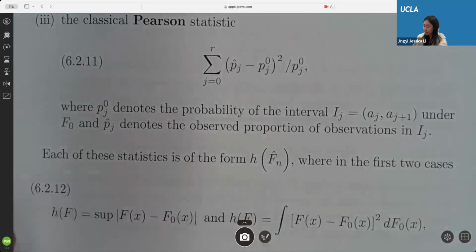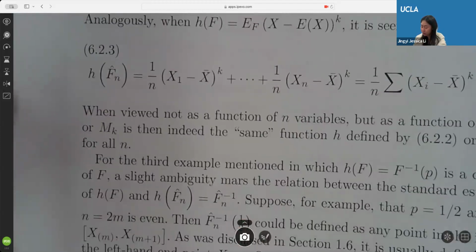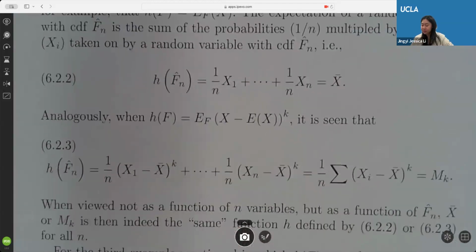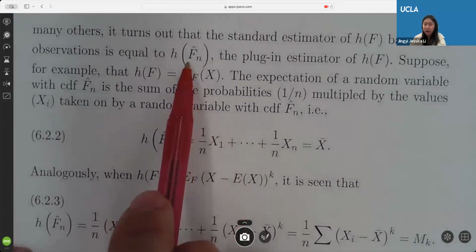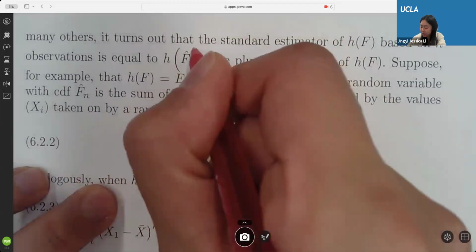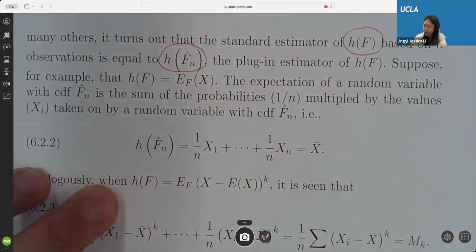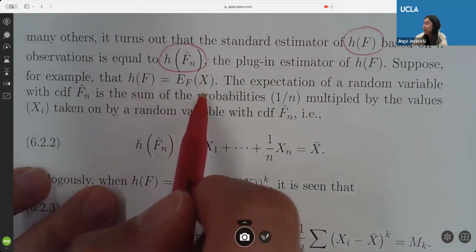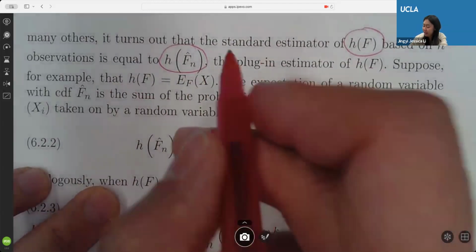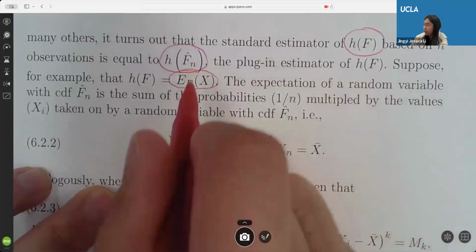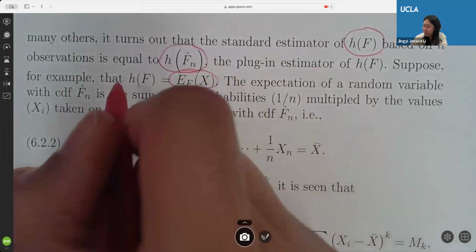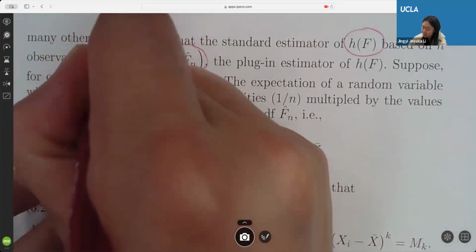I will skip the details in this book, but I'll quickly show you. It's a very basic review. Essentially, we're going to use H(F_n hat) to estimate H(F). In the simplest example, H(F) is just the mean parameter of F, which we can write as the expectation under F of a random variable X from F. This is our mean parameter, essentially.